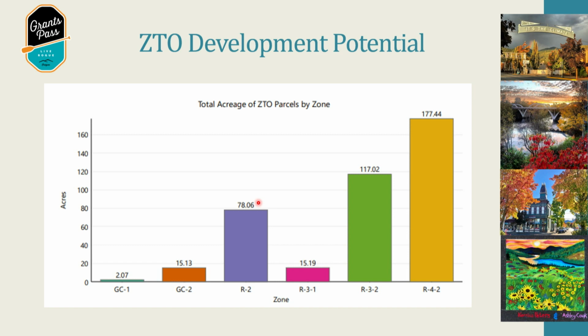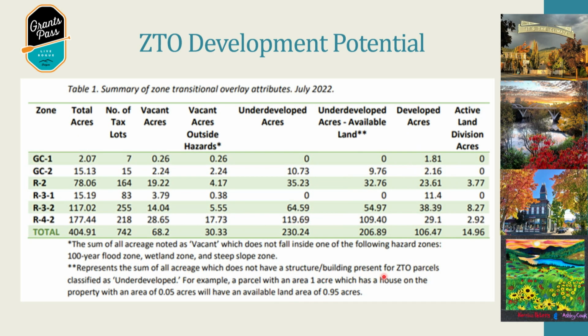So just a little bit more about what the development potential is under the zoning transition overlay. You can see here the R32 and the R42 comprise almost 300 acres of the 400 plus acres. So the vast majority go to one of these two zones, which I think is consistent with what the goal of this whole overlay was, and that is to help facilitate and allow for higher density.